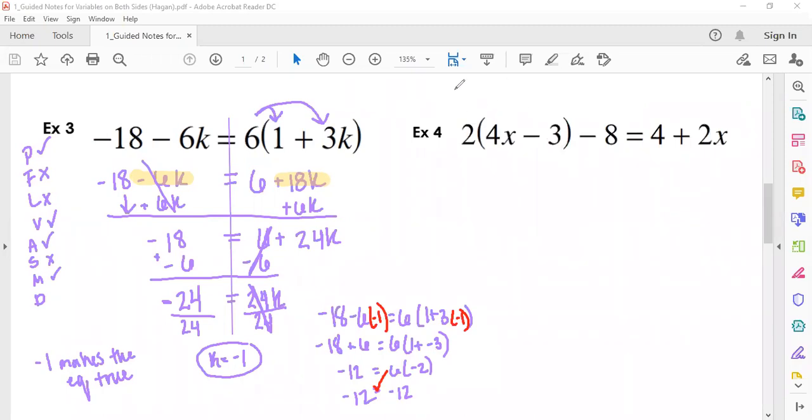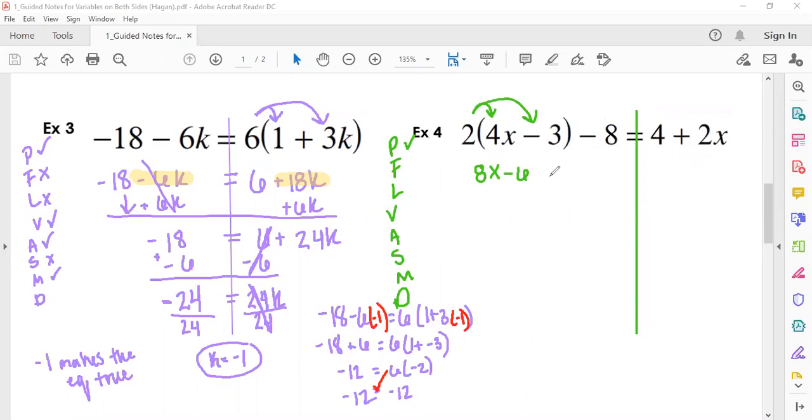So now we're going to try this next one. This one's a little bit bigger, but I think we can do it. So we're going to use our little checklist. We see parentheses, so we're going to start with parentheses. We're going to distribute 2 to 4x, which is 8x, and 2 to negative 3, which is negative 6. We are not distributing 2 to negative 8 because negative 8 is not inside the parentheses, okay? So we're just going to bring that negative 8 down. And this equals 4 plus 2x.